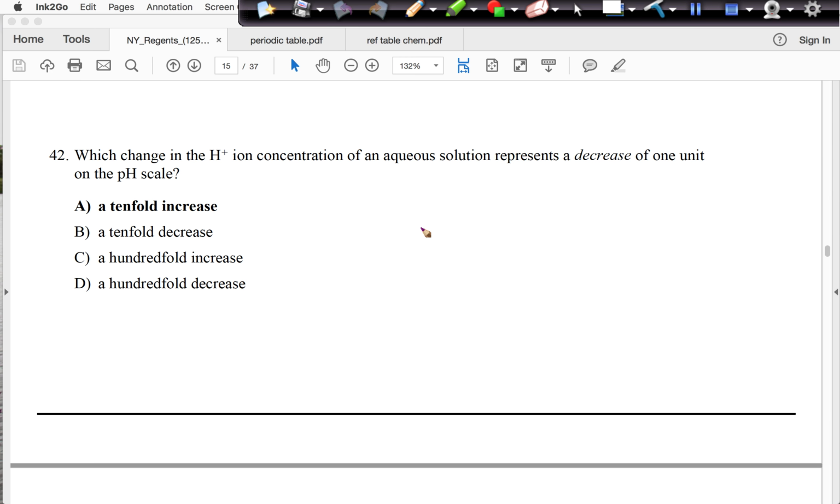The next question asks which change in the H plus ion concentration of an aqueous solution represents a decrease of 1 unit on the pH scale. So our pH scale tends to usually be given as 0 to 14. We can go higher than 14 and lower than 0, but for our purposes, usually we're between 0 and 14. Remember that 7, at room temperature, represents a neutral solution where the concentration of H plus is equal to the concentration of OH minus. Remember, all solutions have both of these ions.